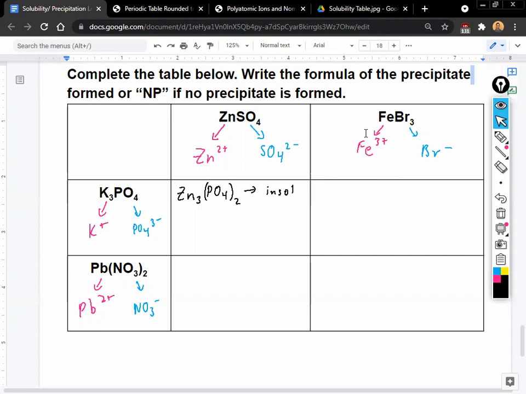So that's pretty much how you fill out this table. All you need to do is take the positive of one of them and the negative of the other one and figure out if it's going to be soluble or not.